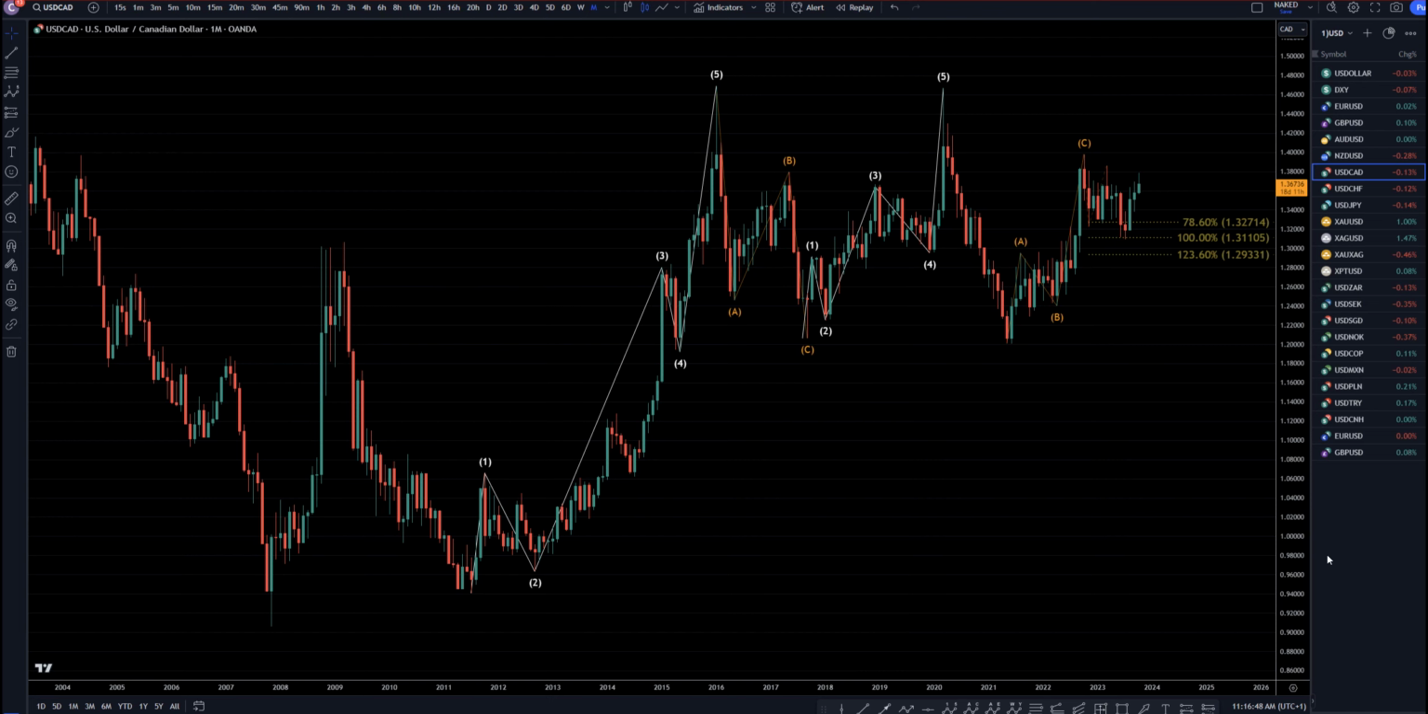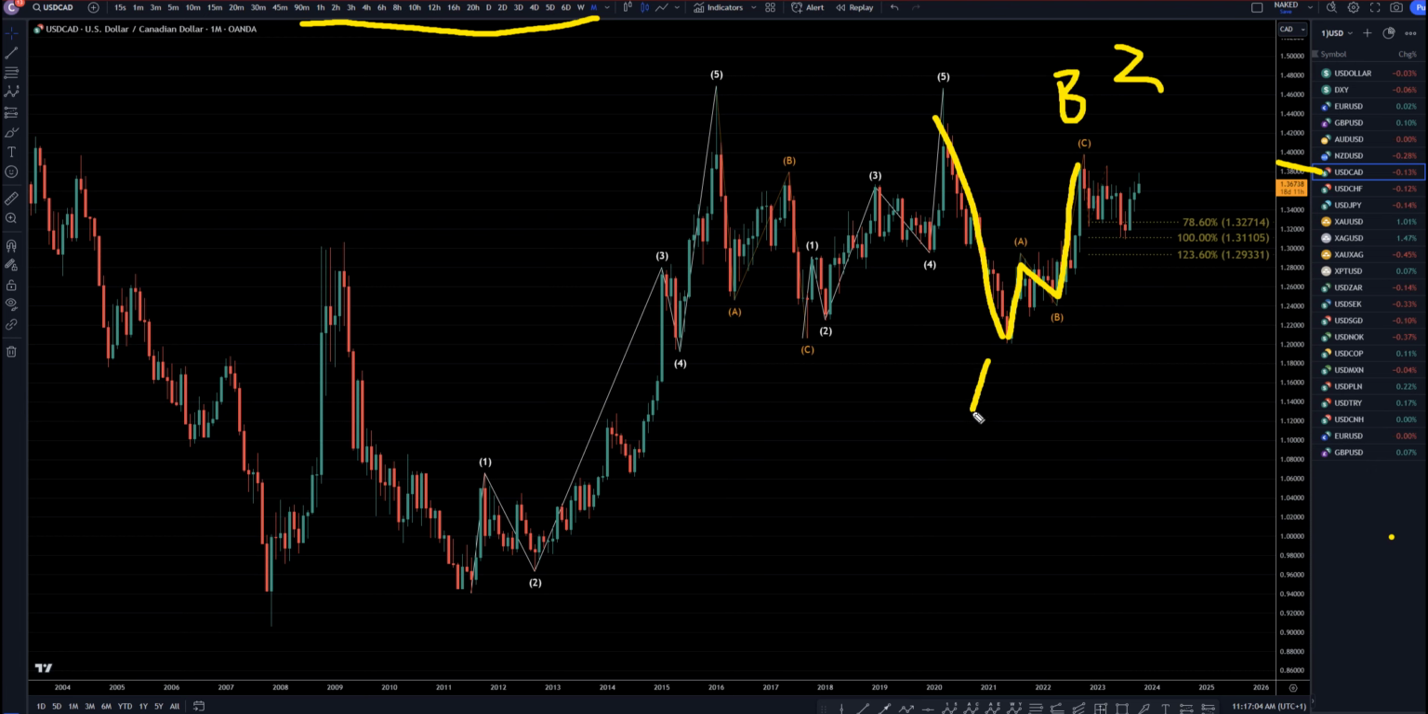Today is Friday, October 13th, and I'm going to be analyzing the US dollar Canadian starting on the monthly, working my way down to that 1 hour time frame. So on the dollar CAD, I still am looking at this as impulsive down and corrective up, like ABC of B or ABC of 2.